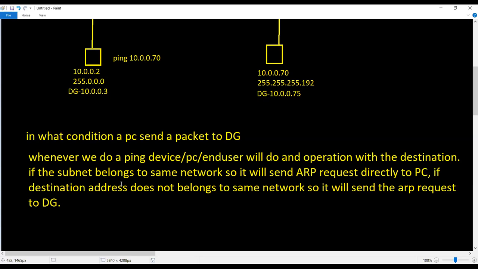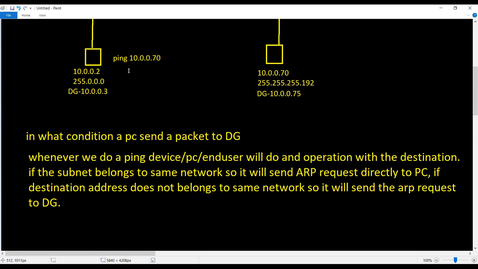Okay. Just tell me one thing, Akram and Atif. Whenever I say ping 10.0.0.70 here, how will this device get to know whether it is part of my own network or a different network? Through the subnet mask, right? So right now, what does this PC have? This PC just has the mask of its own address, right? But it doesn't know the mask of this address, correct? Yes. So it will try to do subnetting here.